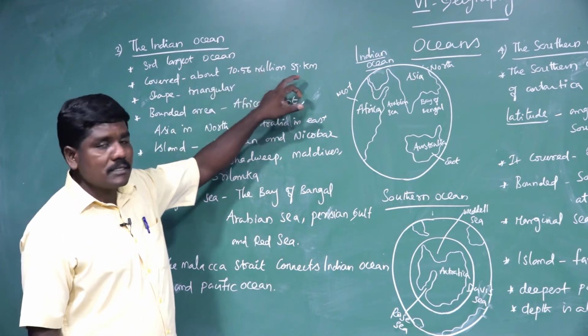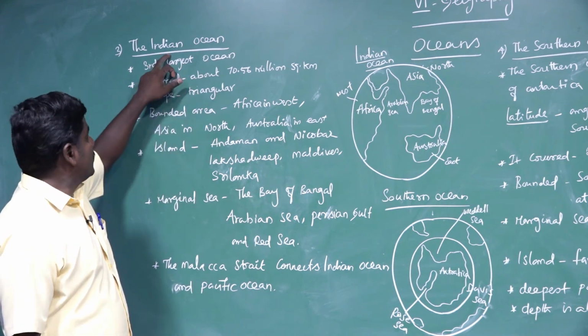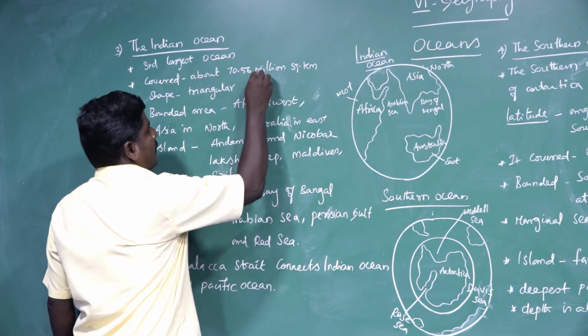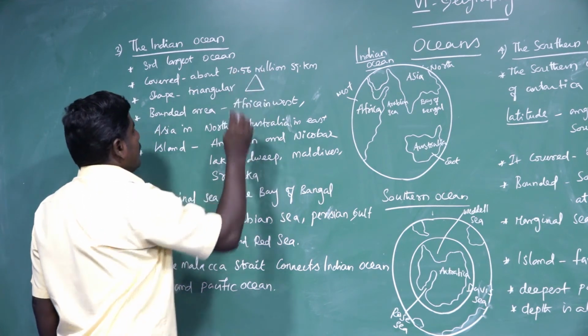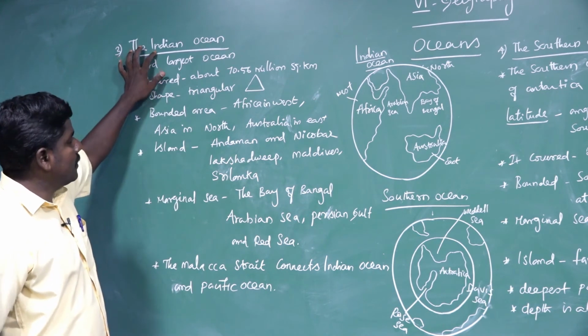70.56 million square kilometers. So the shape of the Indian Ocean is triangular. That is a triangular shape. And then the bounded areas of the Indian Ocean.